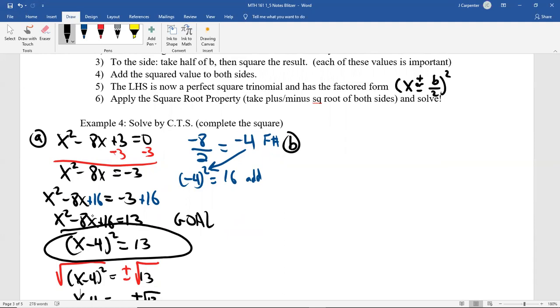That's why we half and square the side. And those magical numbers, one of them is what we add to both sides to fit that perfect form. And the other one is the number that'll go in the factored form.